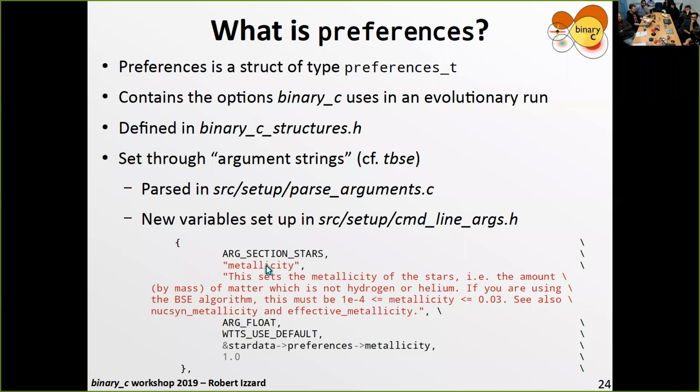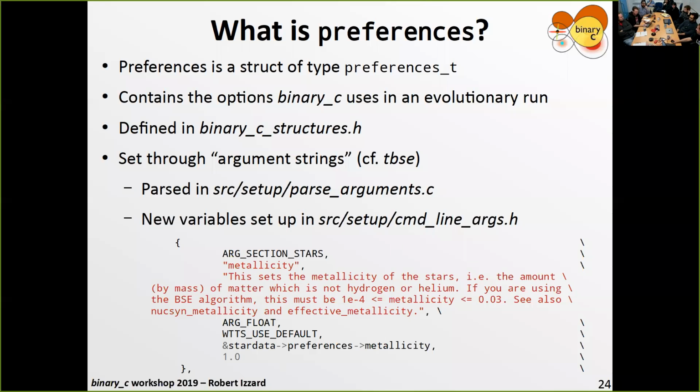And then the next argument is a type, which is a float. Here, that'll be a double precision float because we only use double precision in binary C. And this string here, the one that says this sets the metallicity of the stars, blah, blah, blah, is the help string. So you have to have a help string for every option that you put in. And this is really good because it means that someone who's new to the code can run binary C help metallicity, and it will give you that string. You can actually run, I think, help net, and it will look up metallicity.